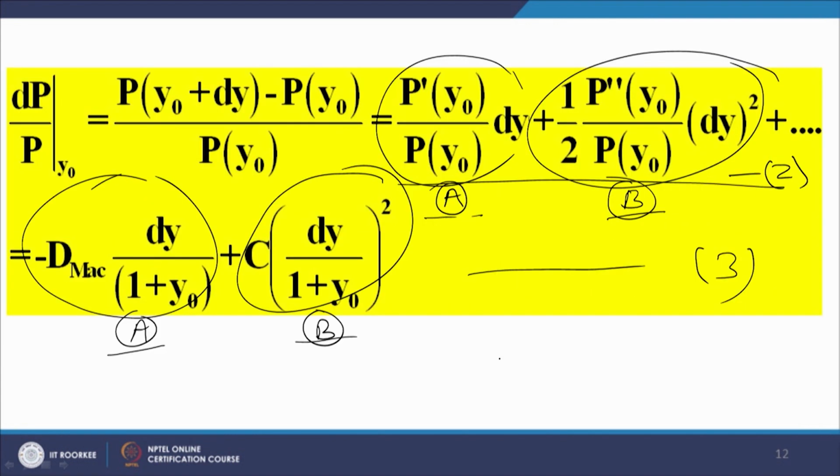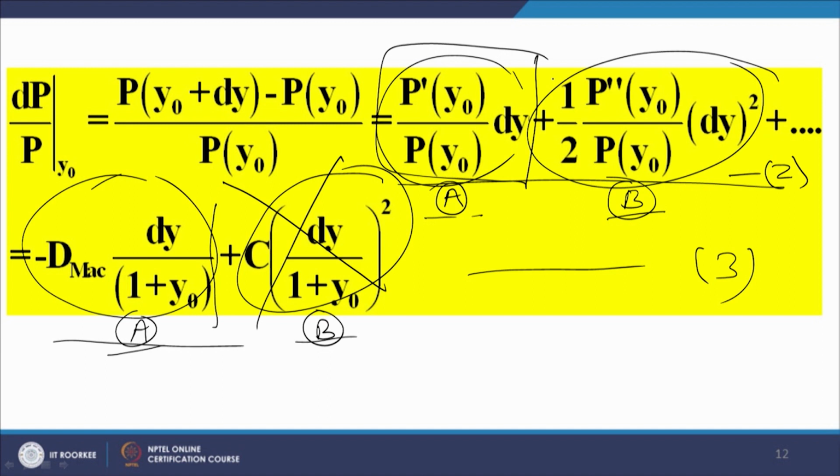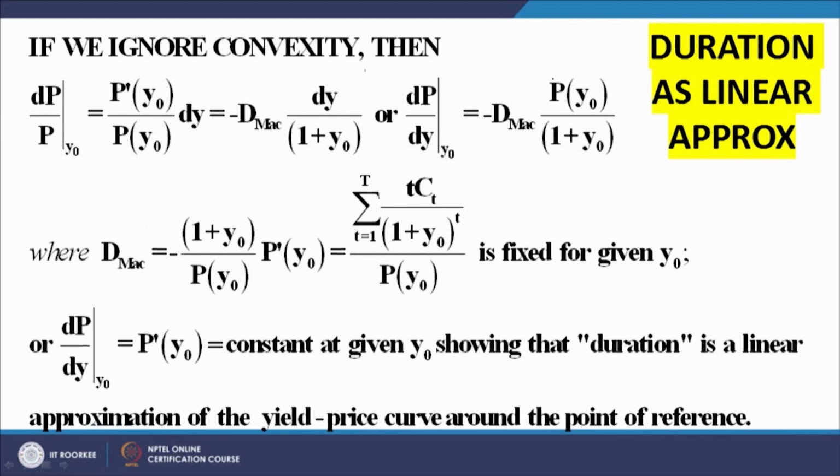Look at this expression carefully. If we ignore this term, then clearly what we make out of this is that if we restrict ourselves to this term only, we are assuming that duration is the linear portion of the curve, or duration assumes a linear relationship between the yield and the price of a bond in the neighborhood of the point at which the duration is being calculated. That is explicitly shown in this expression.